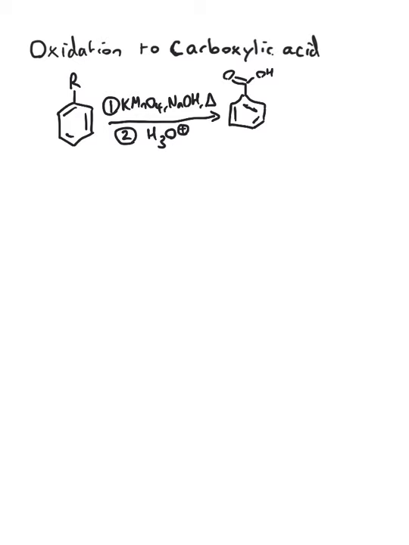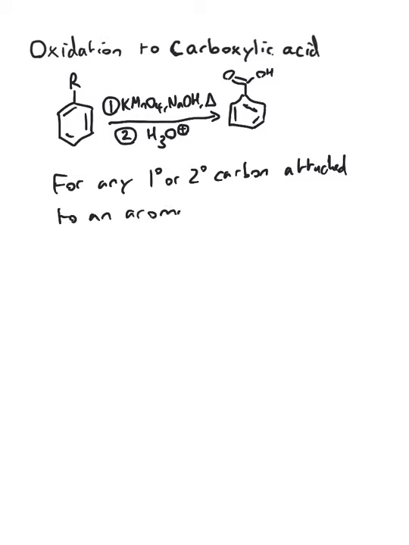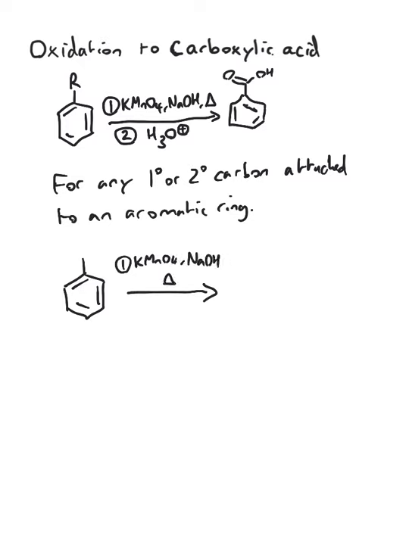So this works for any primary or secondary carbon attached to an aromatic ring. So for example, if we take toluene, we can subject it under these conditions: KMnO4, NaOH, and heat followed by an acid wash will give us a carboxylic acid. So we can convert toluene into benzoic acid.